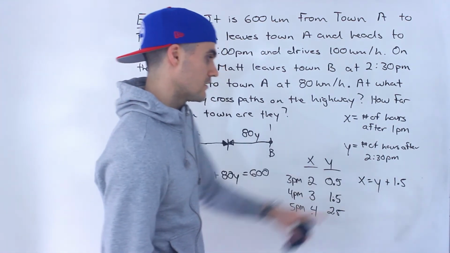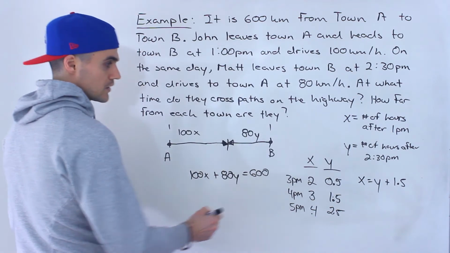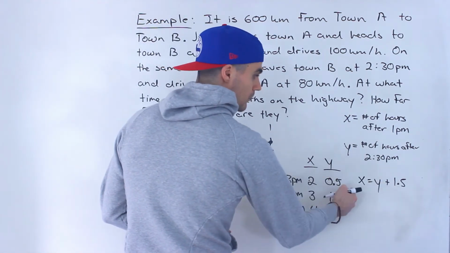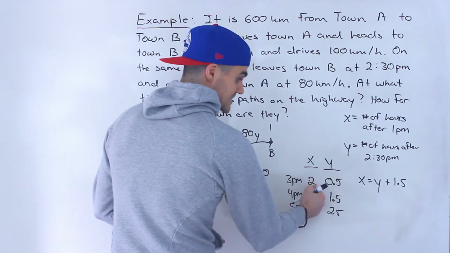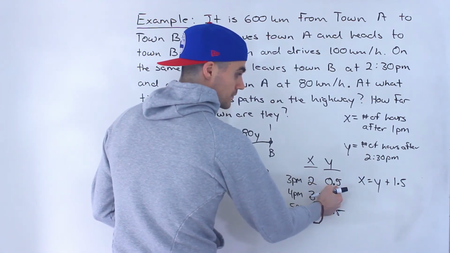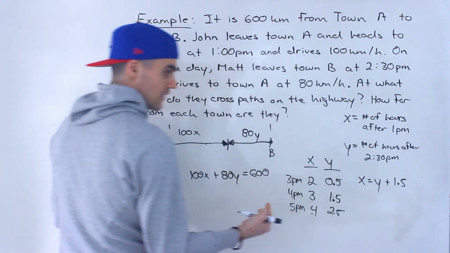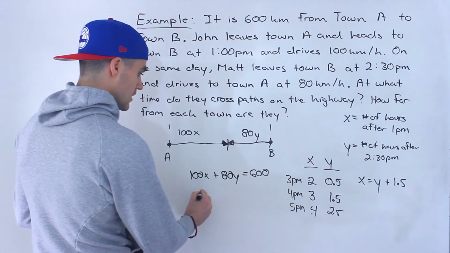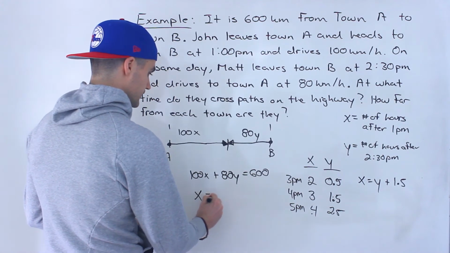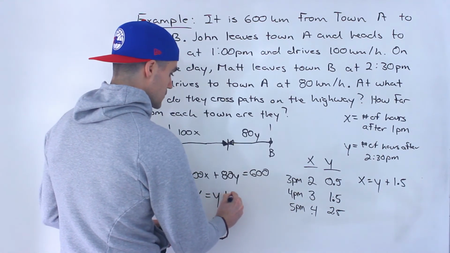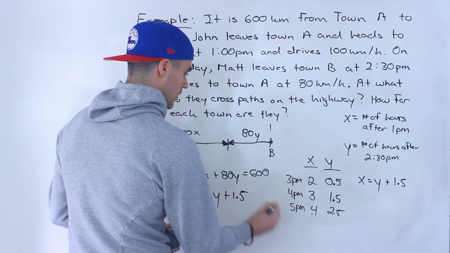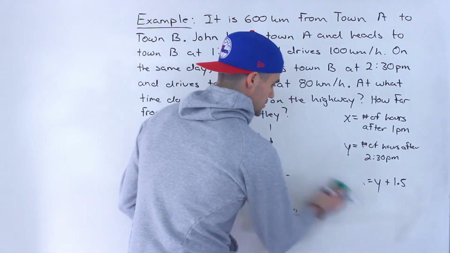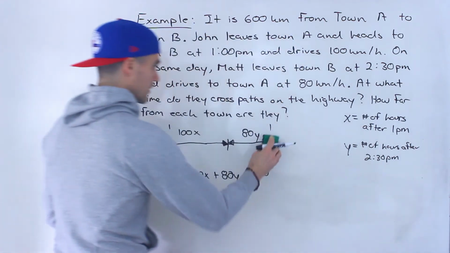So that there is our other equation. We could have also said x minus 1.5 equals y. That's another way. We could bring the 1.5 over. Or we could say x minus y equals 1.5. That's another way to represent it. So different ways you could represent it, but I'll just write x equals y plus 1.5. And now we have our two equations. We could just solve now.